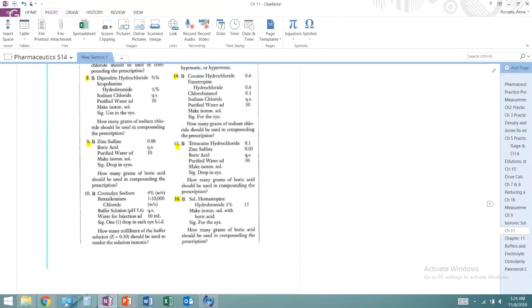Right. So 15. Tetracaine hydrochloride, we have 0.1 gram, then we have zinc sulfate, which is 0.05 grams. Then we have to add boric acid and then water. And so we need to find out the boric acid amount that we're adding.